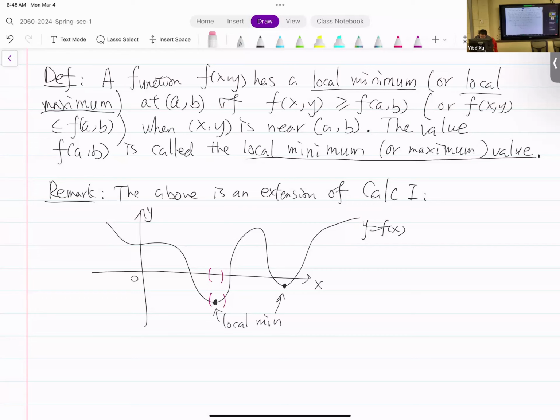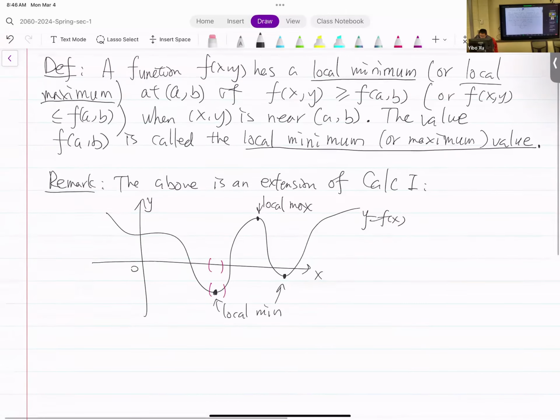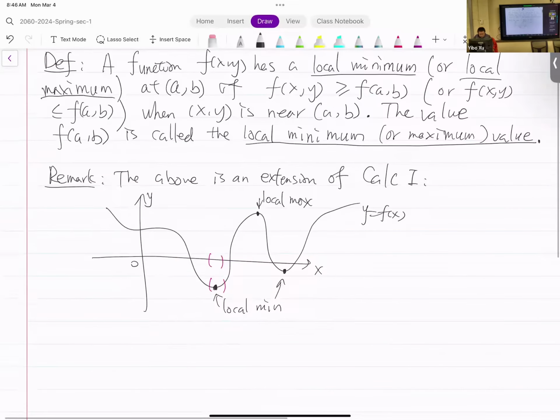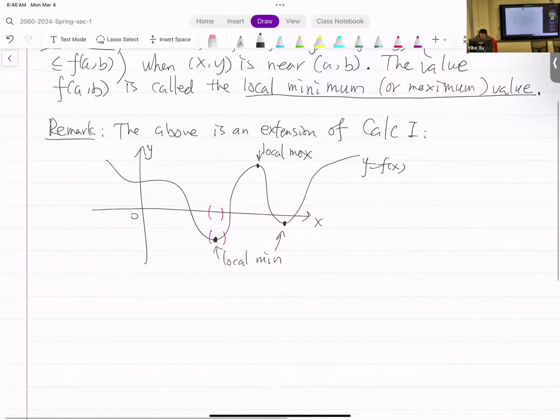And then this point looks like the highest within a small neighborhood. Then that's the local max. So that's Calc 1. But then in multivariate calculus, f of x, y, we just need to worry about all the neighboring points in the plane. So let's look at the example.